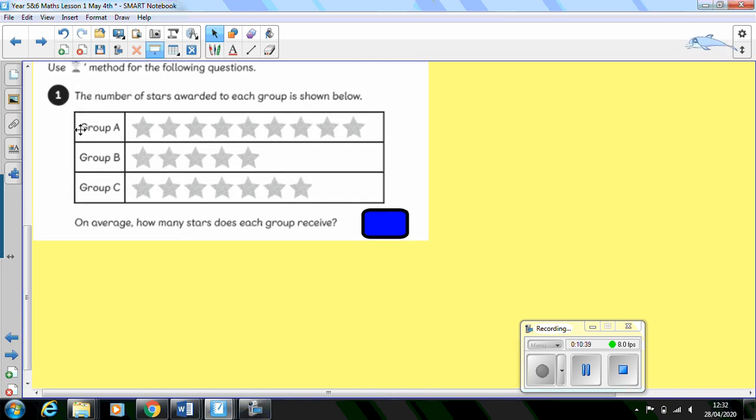It says the number of stars awarded to each group is shown below. On average, how many stars does each group receive? Have a go at this question. I'll go through the answer in a couple of minutes' time. Okay, so the answer to this one was 7. Hopefully you got that right.